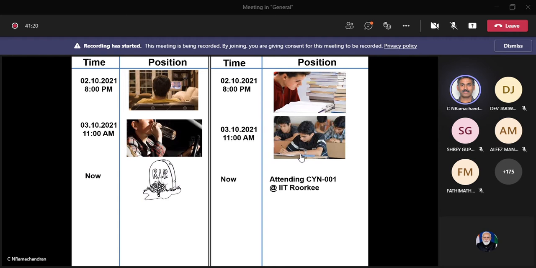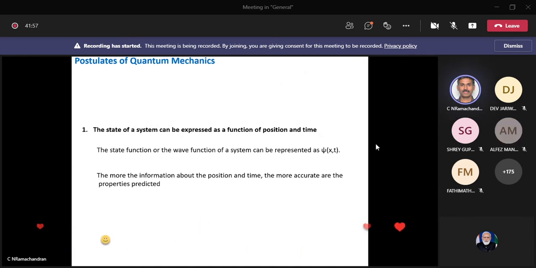Even reaching IIT Roorkee is not enough. Maybe I can predict one of you somewhere in Stanford after 5 years. That depends, but I need more information. This is very exaggerated, but you will never forget the importance of position and time. Just like this is one side and this is another side, two different wave functions or state functions. This is exaggerated, I know, but it shows how important position and time are to predict the properties.